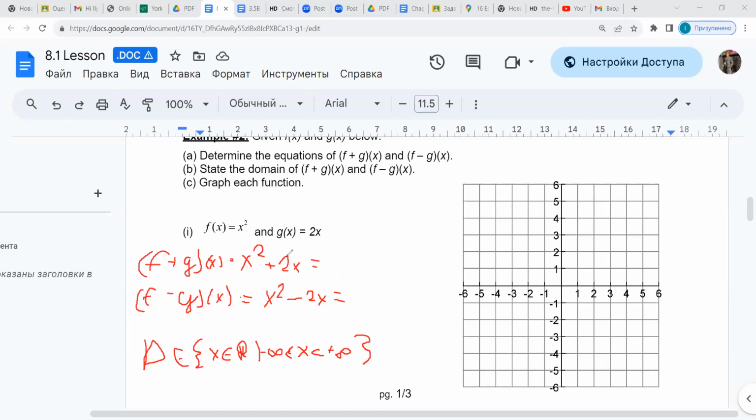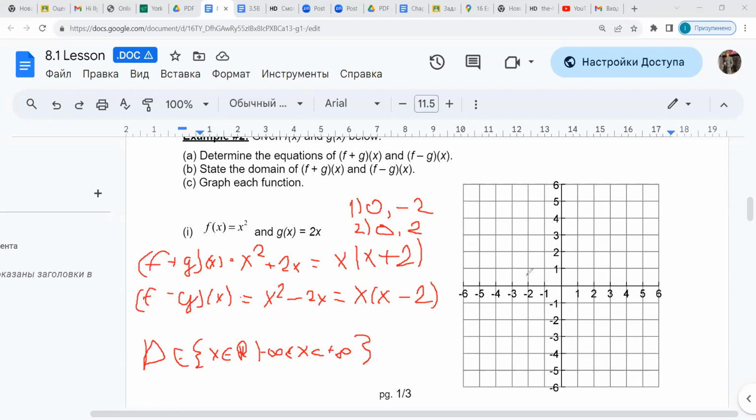How do I do that? The easiest way is to factor out x into the factored form. So we're going to get x times x plus 2 here, and here we're going to get x times x minus 2. This is our factored form. So now we know we have two zeros. In the first one, we have 0 and -2. In the second one, we have 0 and +2. These are going to be the two zeros of our function.